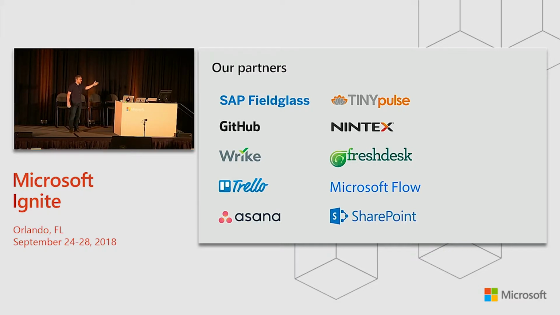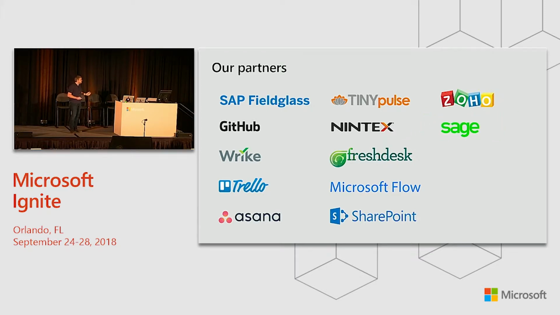Wrike, Trello, Asana in the context of task management, simple task management. Nintex and Freshdesk, and we've mentioned TinyPulse a few minutes back, where they do quick polls in the enterprise. And of course, Microsoft Flow and SharePoint, which we also mentioned in our success stories. Well, today I'm also very happy and proud to announce that a bunch of other partners have decided to engage and implement actionable messages scenario, all in the area of workforce empowerment, and Zoho is one of them.